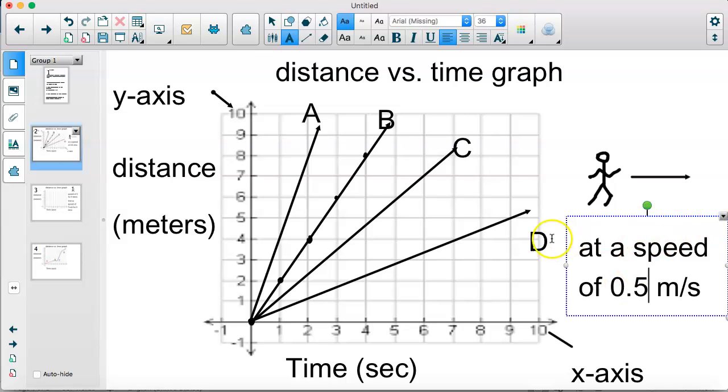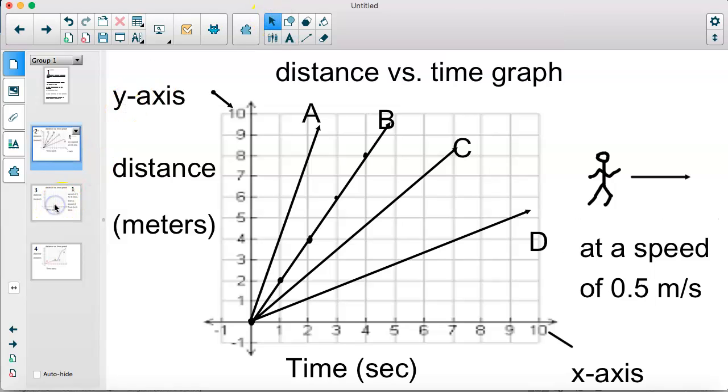It's D. And the reason we know this is because of the rise over run. So our runner runs half of a meter in their first second, and then they run another half of a meter in the next second. And this pattern continues all the way up my graph. Pretty cool, huh?